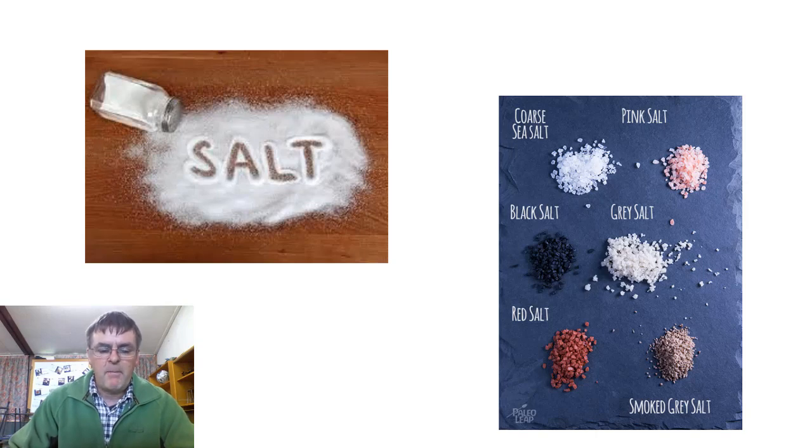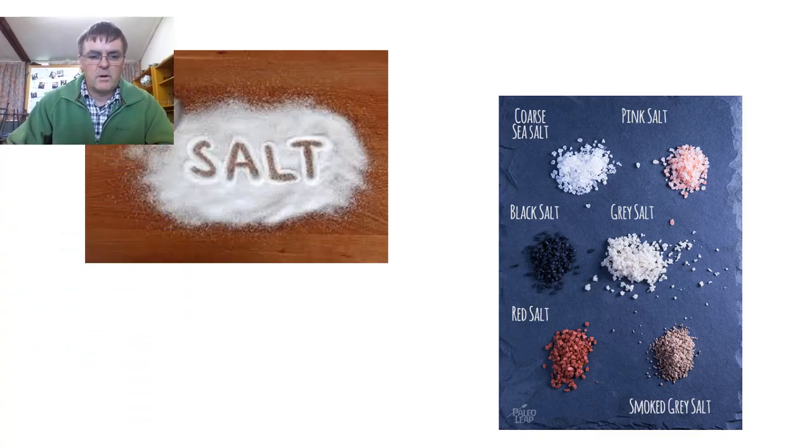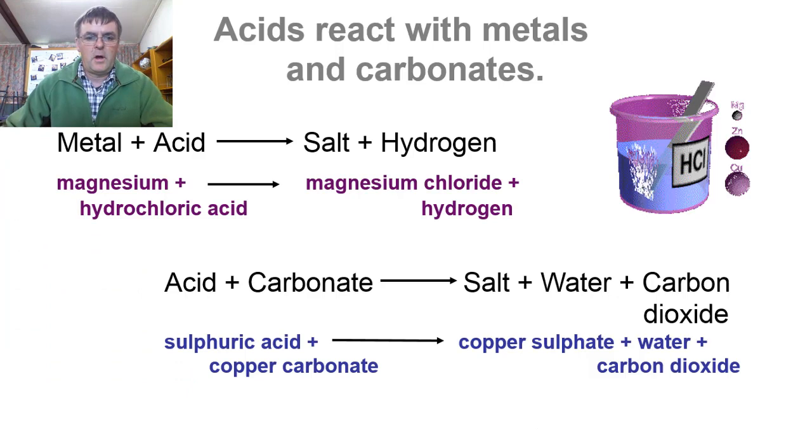So we'll do a little bit of recap, and we'll start looking at some of the different salts. There's some different salts on this slide, but they're all versions of the edible salt, sodium chloride. We're going to look at some completely different ones. So, just remember, acids react with metals and carbonates, and we've got these general reactions here. Stick a metal with an acid, you're going to get a salt, and hydrogen given off.